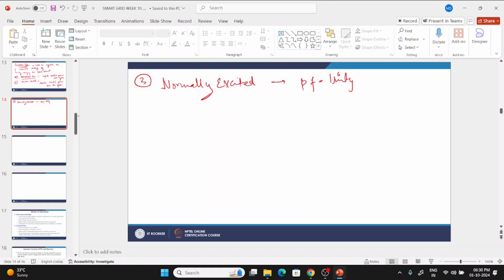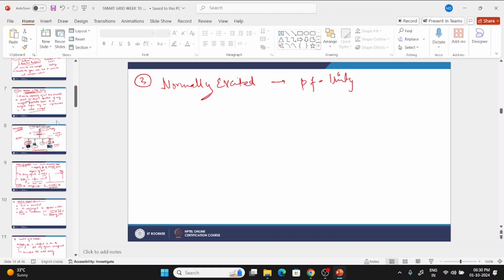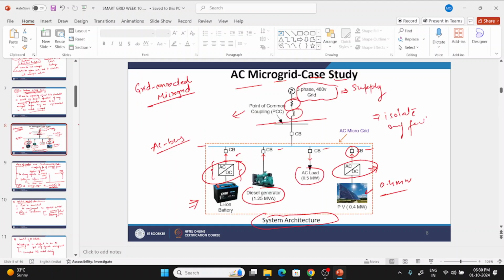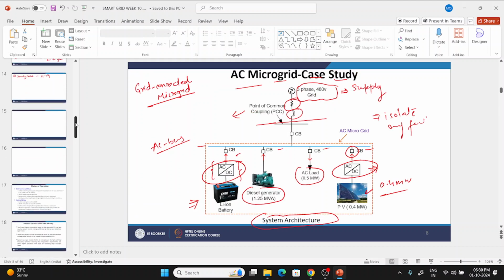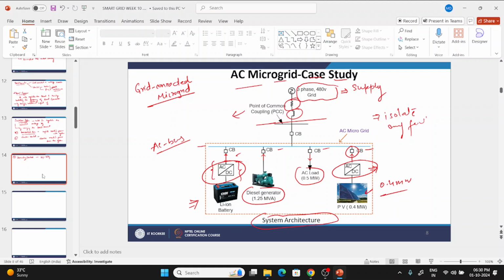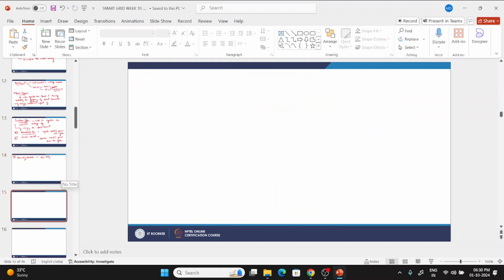So what I have said over here, we are going to implement the modeling of this microgrid. Then we will see the results, how the results are going to be held. What are the results like? If we move on to the simulation part, we are going to simulate different cases here.